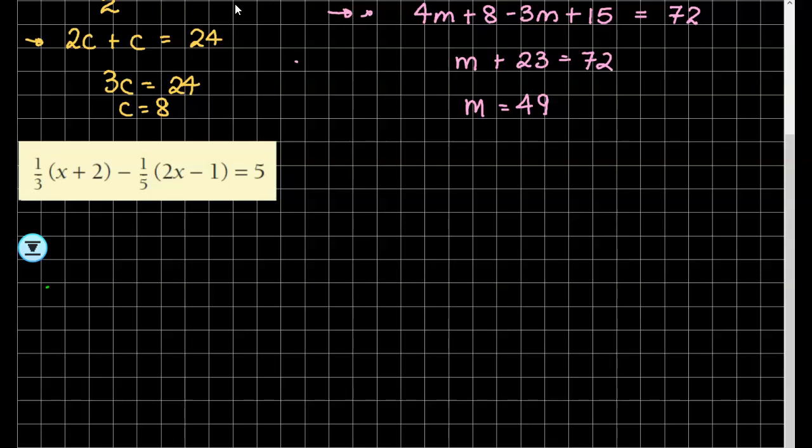So what's the first thing we're going to do to make our life just a little bit nicer, Micah? You're going to take the fraction and put the denominator. Right. We're going to remember from last lesson that this is actually x plus 2 all over 3. Minus, and this one will be minus 2x take 1 all over 5 equals 5. Now, is that not very similar to what we just did before? Yeah. So, remind me, what would we do?